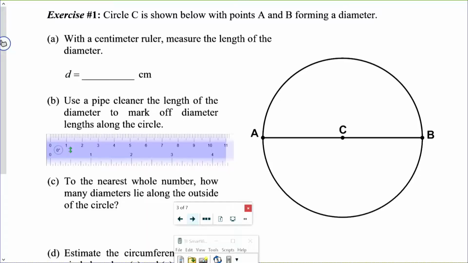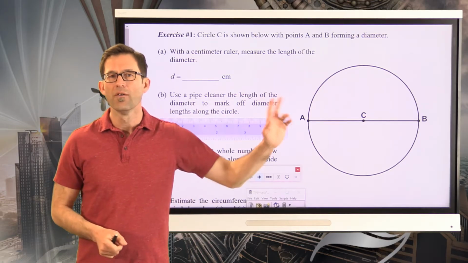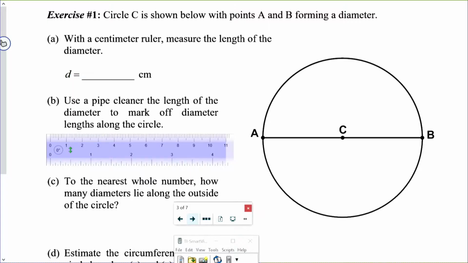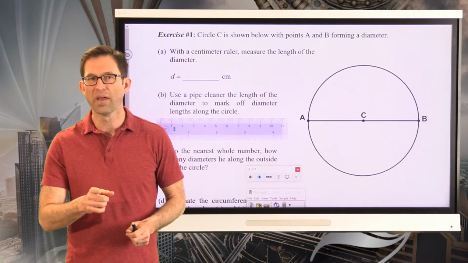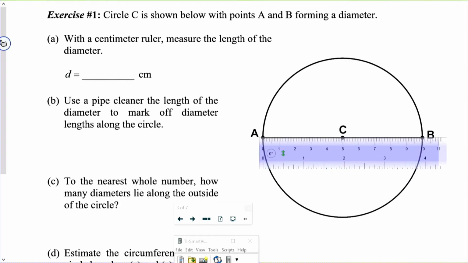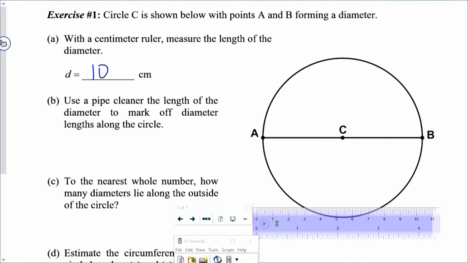Exercise number 1. Circle C is shown below with points A and B forming a diameter. With a ruler, measure the length of the diameter. This is easy enough. Why don't you pause the video now, figure out the length of that diameter in units of centimeters. Well, I made this one come out nice, I hope. Again, this is all based on my original worksheets, but that thing is 10 centimeters long.